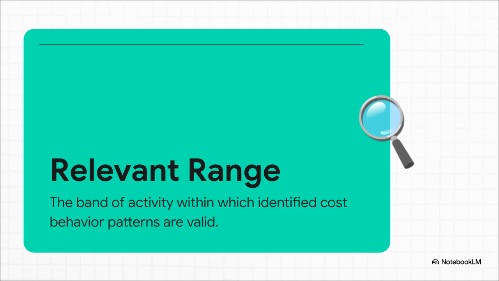Suddenly, your fixed cost jumps. Or your variable costs might shift because you're paying overtime or dealing with machine breakdowns. These rules only apply strictly inside the relevant range.